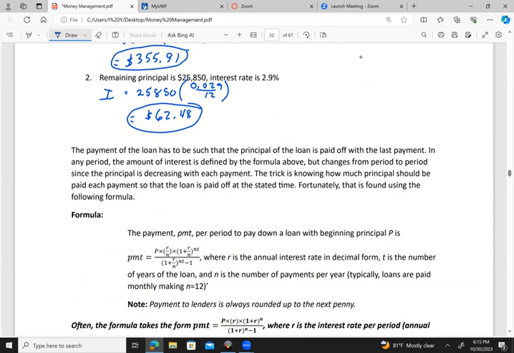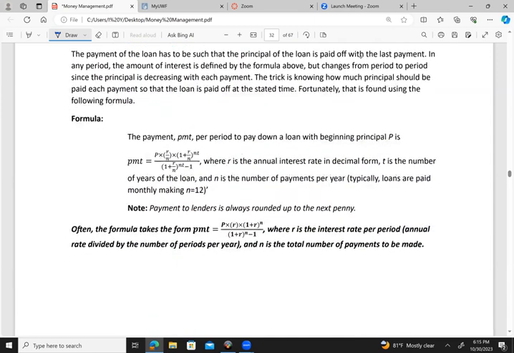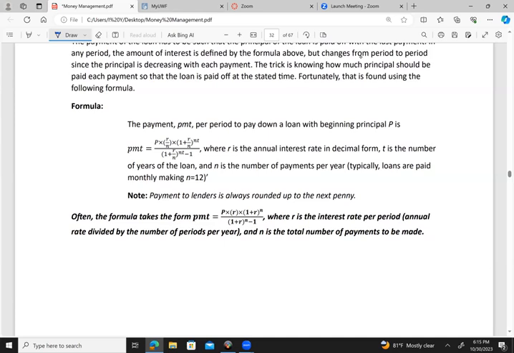The payment of the loan has to be such that the principal of the loan is paid off with the last payment in any period. In any period, the amount of interest is defined by the formula above, but changes from period to period. And since the principal is decreasing with each payment, the trick is knowing how much principal should be paid each payment so that the loan is paid off at the stated time. Fortunately, that is found using the following formula. And this one is pretty tricky.